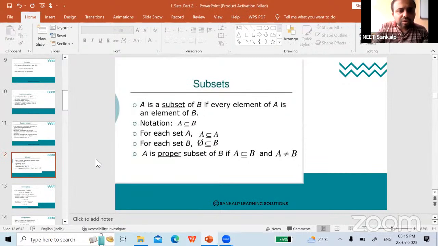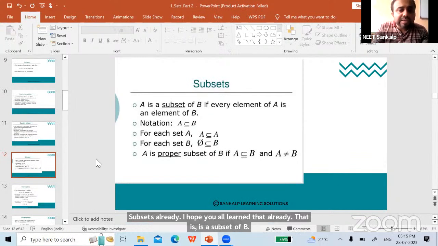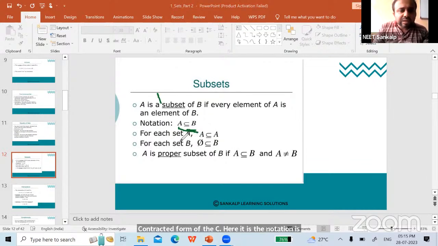Subsets. I hope you have learned that already. A is a subset of B if every element of A is an element of B. The notation is the contracted form of C. For each set A, A is a subset of A itself, which means every set is a subset of itself, and the null set is also a subset of each.